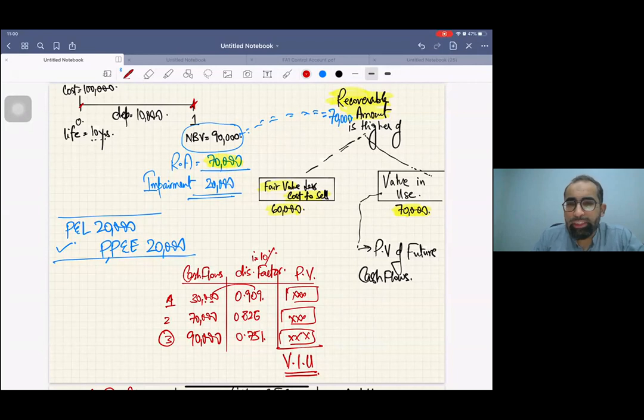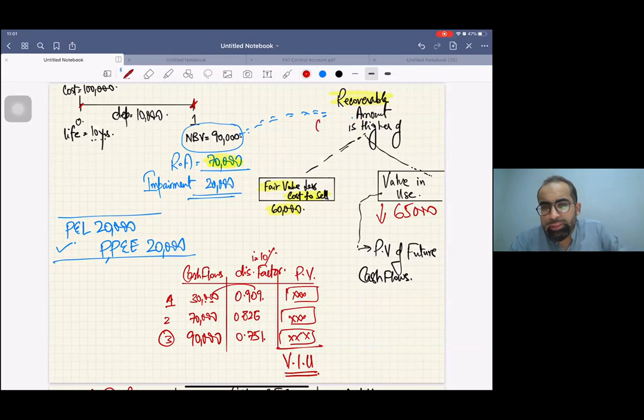Now let me change a few things in this question. For example, look at the screen, be careful. For example, the value in use of this asset, instead of 70,000, became 65,000. Originally I wrote 70,000 as value in use, but now I'm changing the number to 65,000. Now open your eyes. That means the VIU just decreased. So automatically your recoverable amount will be 65,000 now.